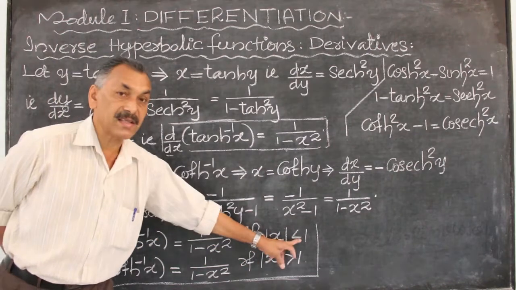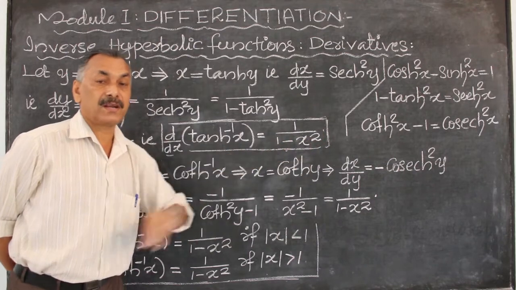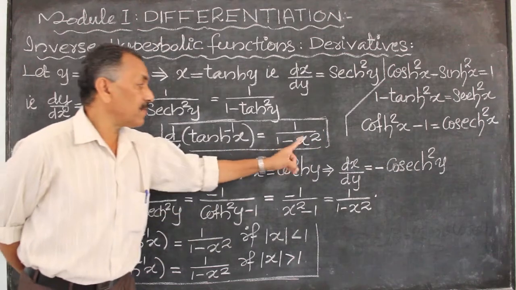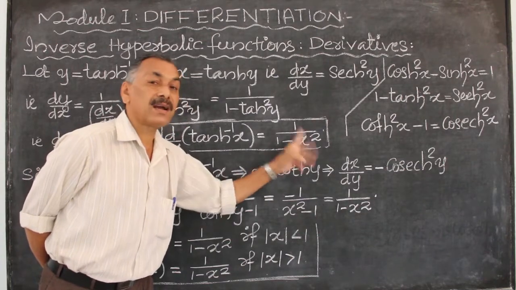If mod x less than 1, then this value 1 divided by 1 minus x square is a positive value. Mod x value must be less than 1, so 1 minus a quantity smaller than 1.